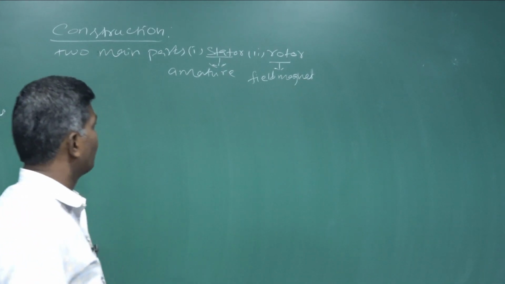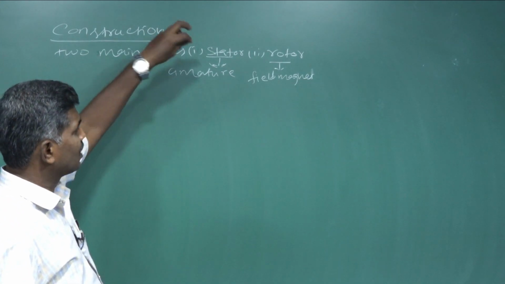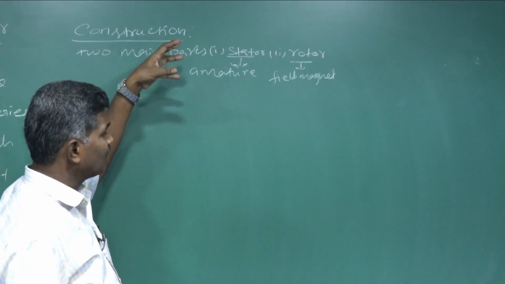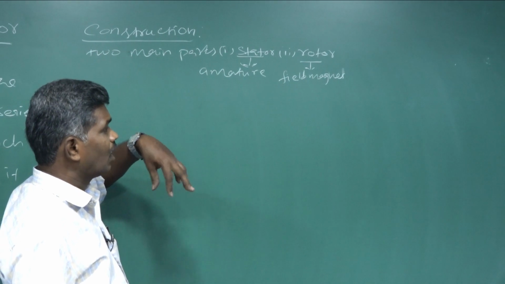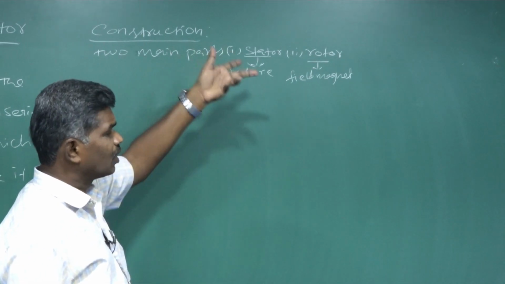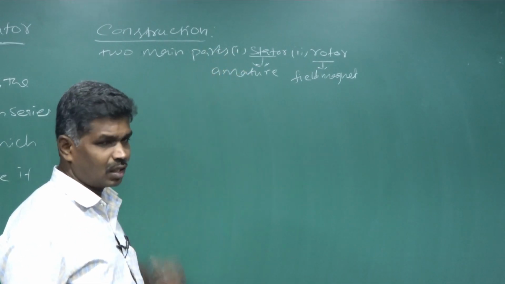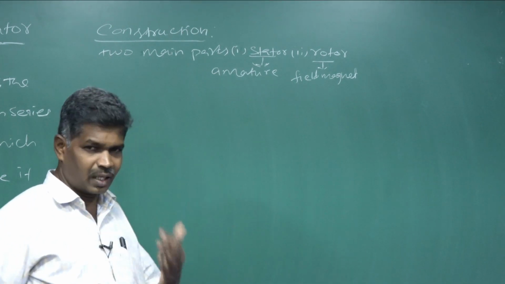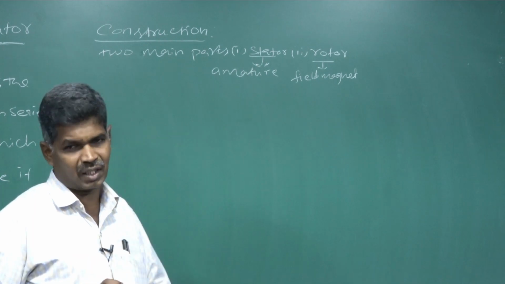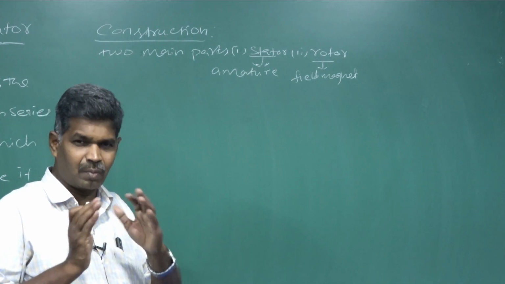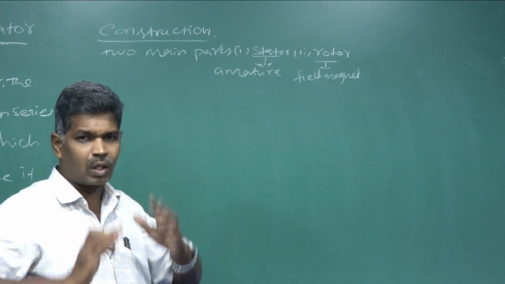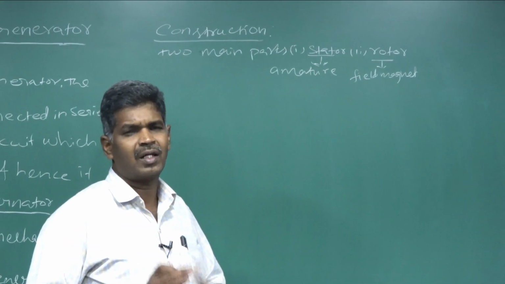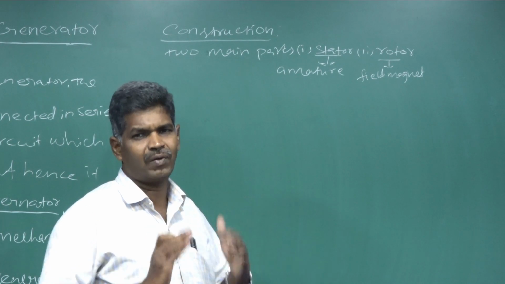Okay, in our construction, there are two main parts: stator and rotor. The armature coil acts as a static part, and the field magnet is the movable part, which is called the rotor. So that's why we are going to draw the diagram of a single phase AC generator. Because it is single phase, we have only one armature.